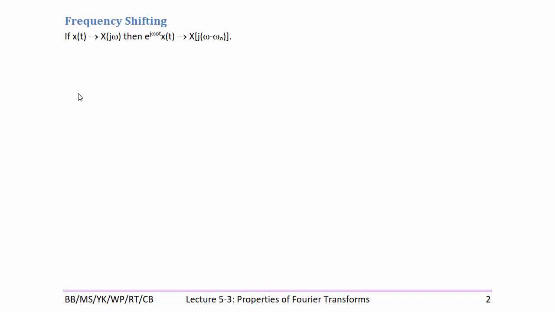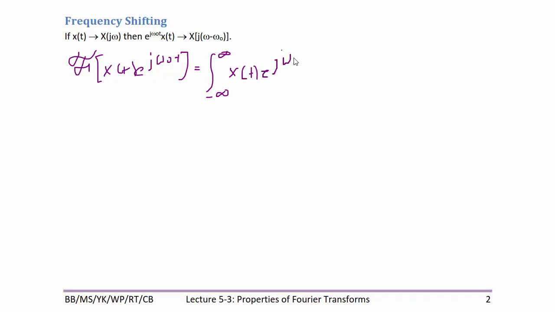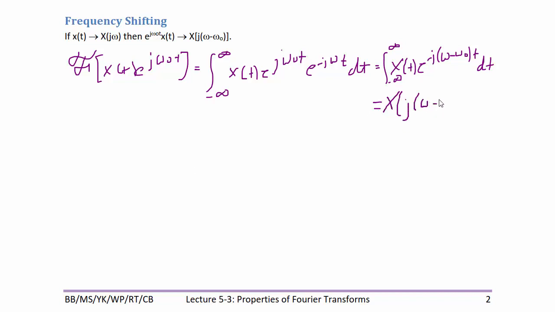Now let's examine frequency shifting. If the Fourier transform of x of t is x of j omega, then the Fourier transform of e to the j omega naught t x of t is x of j omega minus omega naught. Let's do the proof of this and then look at a simple example. So the Fourier transform of x of t e to the j omega naught t, by definition, is the integral from negative infinity to infinity, x of t e to the j omega naught t e to the negative j omega t dt, which can be rewritten as the integral from negative infinity to infinity, x of t e to the negative j times the quantity omega minus omega naught t dt, which by definition is equal to x of j times omega minus omega naught.